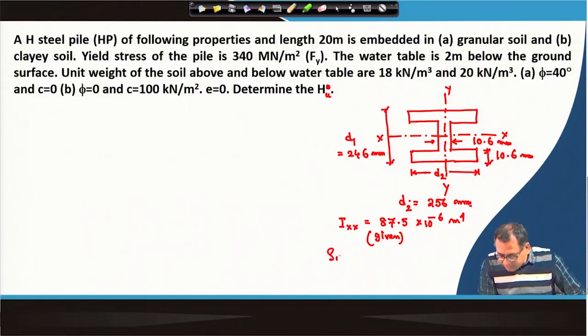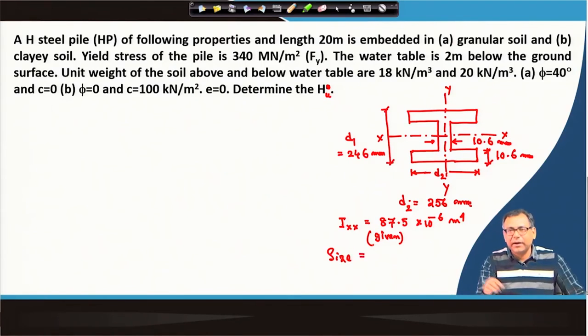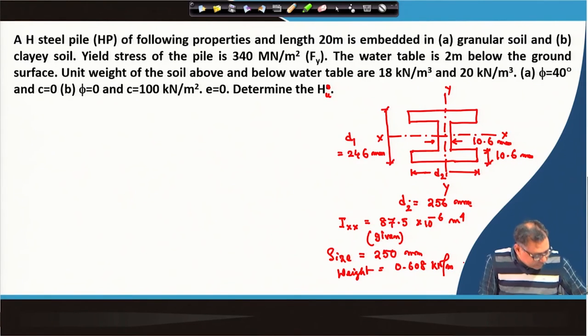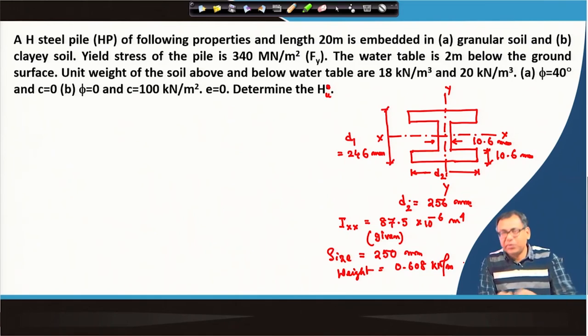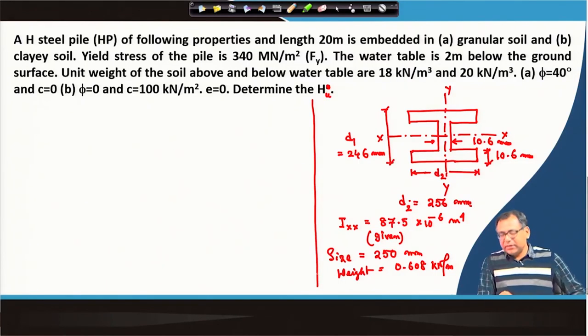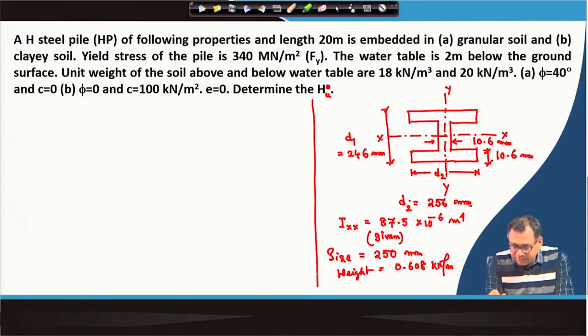The equivalent size of this section is also given, and that is 250 millimeter. Weight is also given, and weight is 0.608 kilo Newton per meter. So, all these values are given. Now, we have to determine the ultimate lateral load, H_u, this pile can take. So, this is the section, and these are the details of this section, and in the question the soil properties are given. All the values are given, and now we have to calculate the values that we are asked to determine.